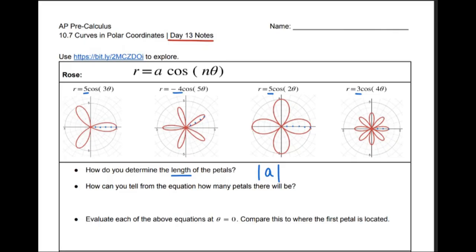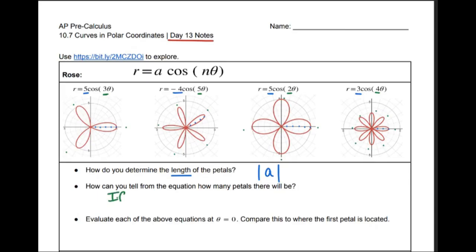All right, how can you tell from the equation how many petals there will be? Well, at first I would think that it's related to this other number, 3, because there's 3 petals here. 1, 2, 3. This one has 1, 2, 3, 4, 5. That matches up. However, when we look at this one, there's clearly not 2 petals. There's 1, 2, 3, 4. And in this one, there's 4 as an n value, but there's 1, 2, 3, 4, 5, 6, 7, 8. So we have different rules whether the n value is even or odd.